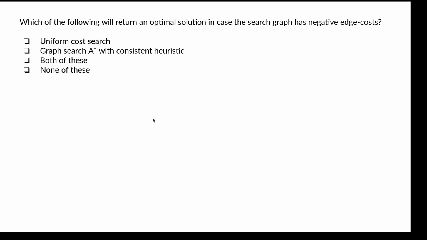Now coming to the next question. Which of the following will return an optimal solution in case the search graph has a negative edge cost? So we haven't discussed negative edge cost, but which one will return the optimal solution? These options are uniform cost search, graph search A star with a consistent heuristic, both of these, or none of these. Think for a moment.